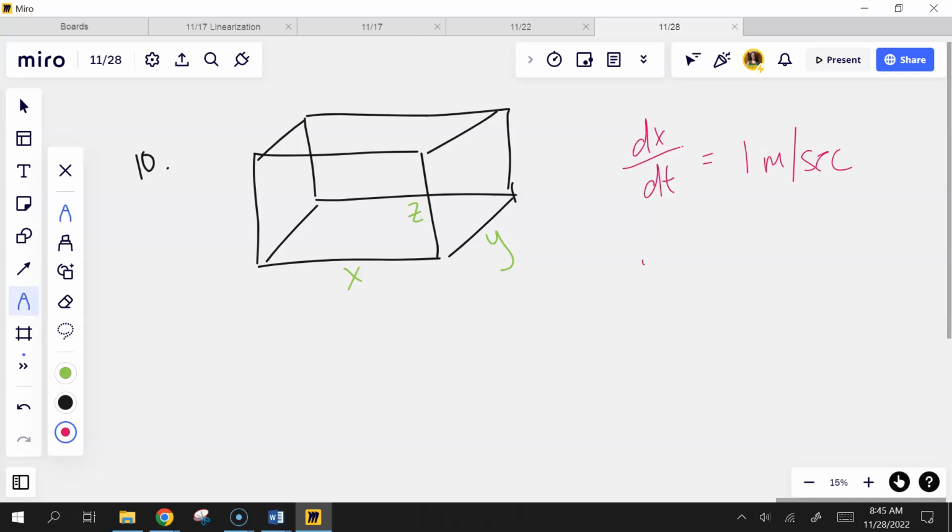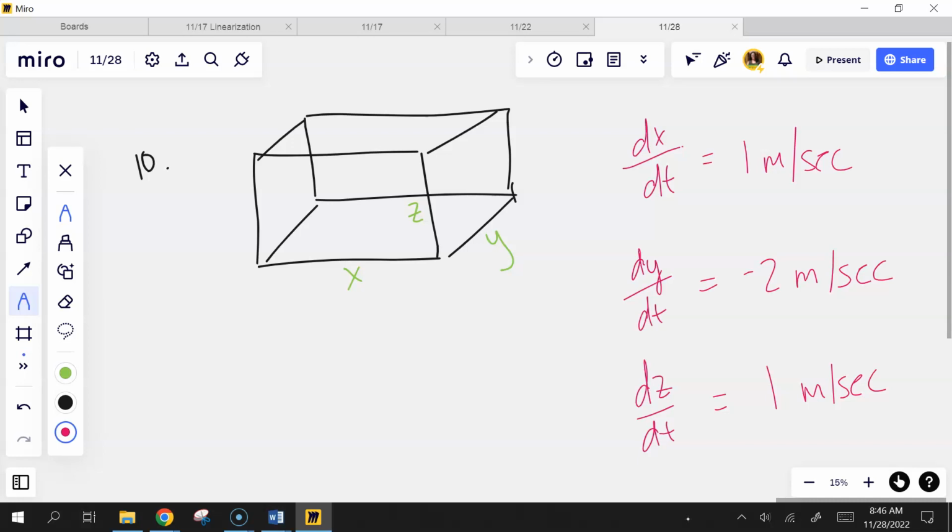And then it says that dy dt is negative 2 meters per second. So as I get longer, I'm also getting less wide, right? I'm shrinking in that way. So now let's look at the height. dz dt is increasing at 1 meter per second. So if you got a feel for what this looks like, I'm getting taller and I'm getting longer, but the width of my box is smushing in. Okay.